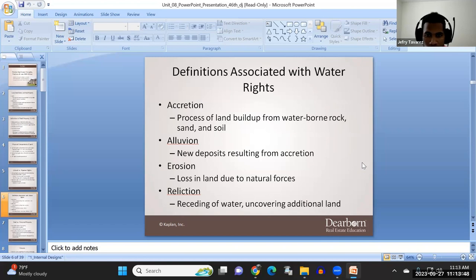Gotcha. Okay, and then you have erosion. We all know what erosion is. When a hurricane comes, it takes the beach out, right? It removes the land. It removes the beach. Beach erosion, right?